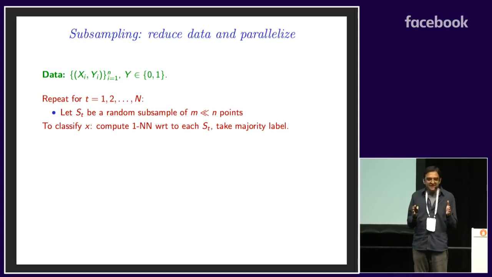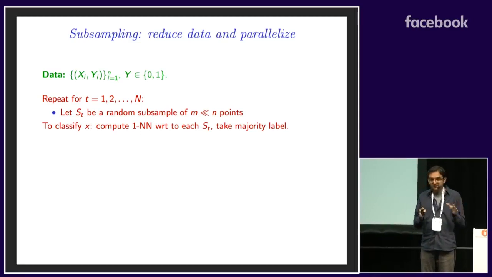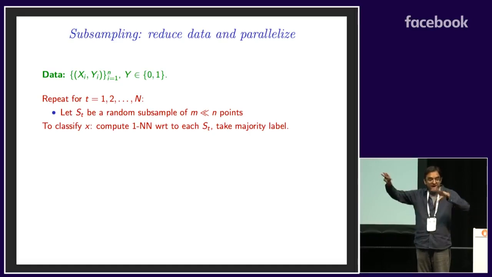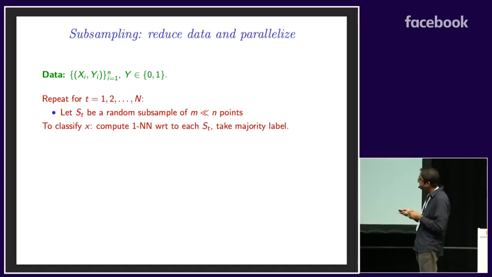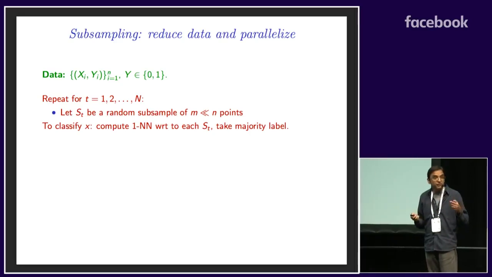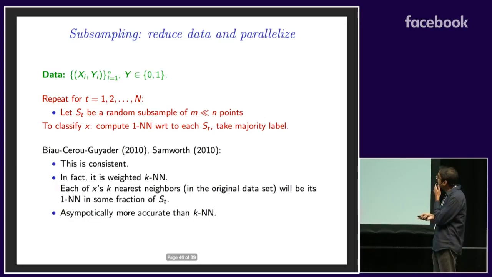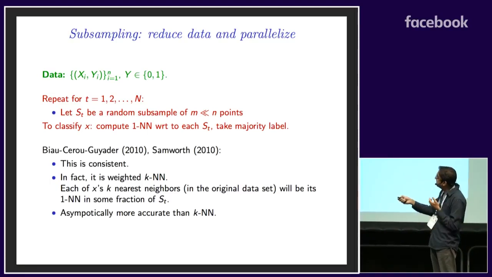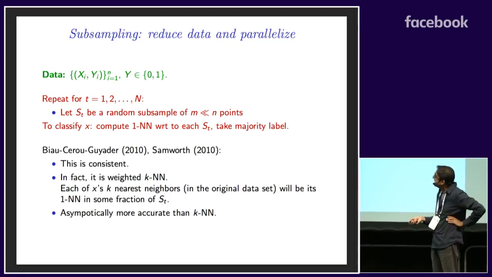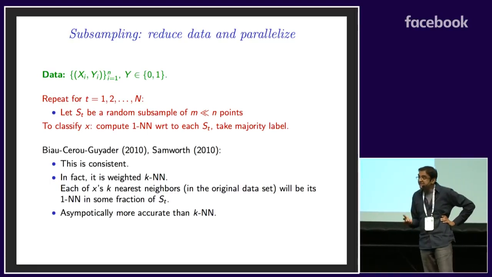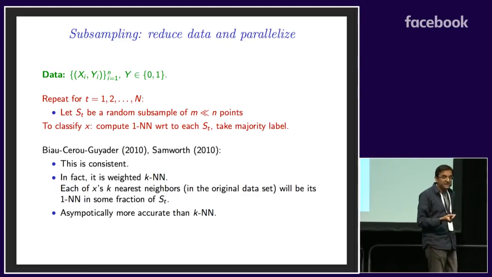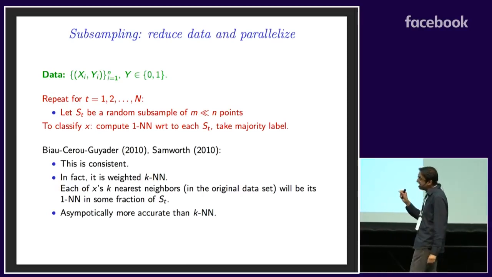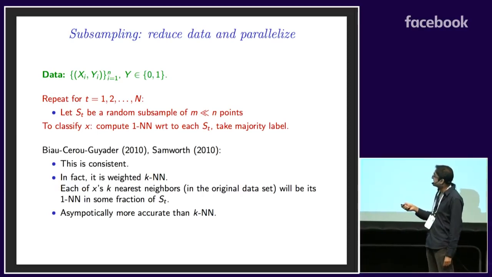You've shrunk the data set by a factor of 10. Maybe you have 4 or 5 groups. You separate them out among different machines. You're just doing one nearest neighbor each time, which is simple. And it's been shown by these various authors that first of all, this is consistent even though it's one nearest neighbor. Okay? So doing this kind of bagged one nearest neighbor is consistent.